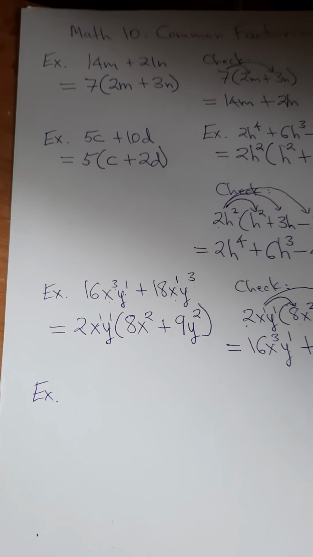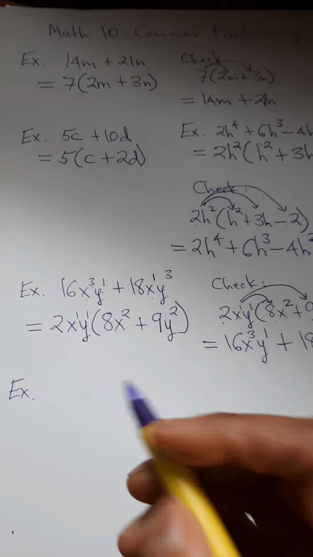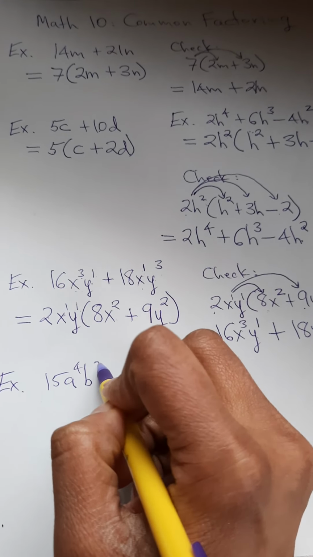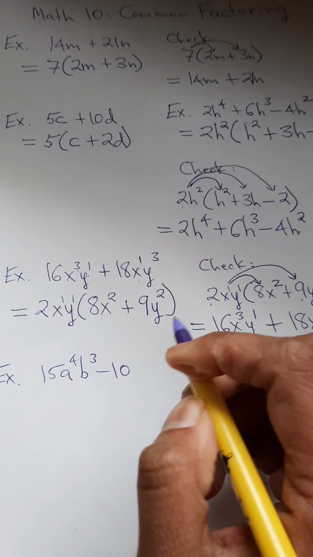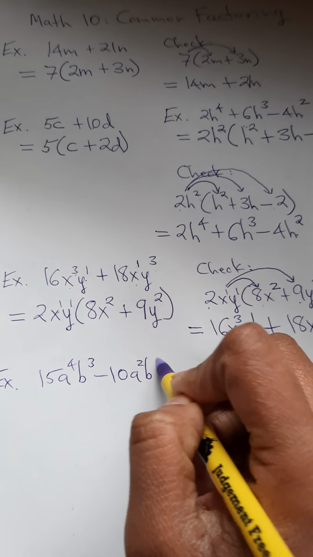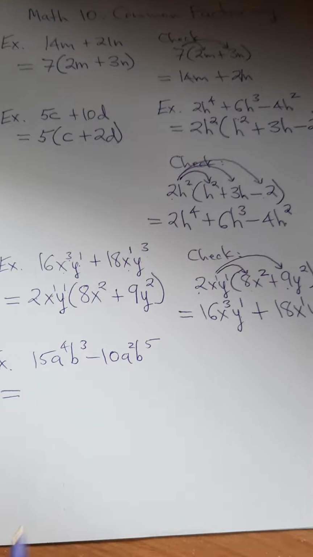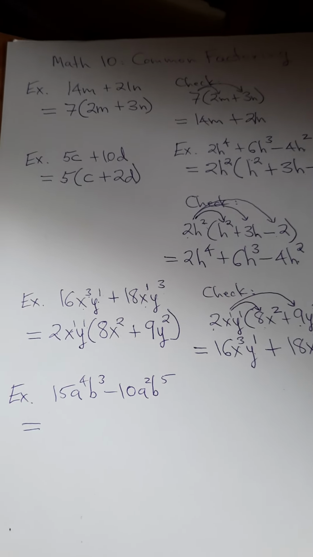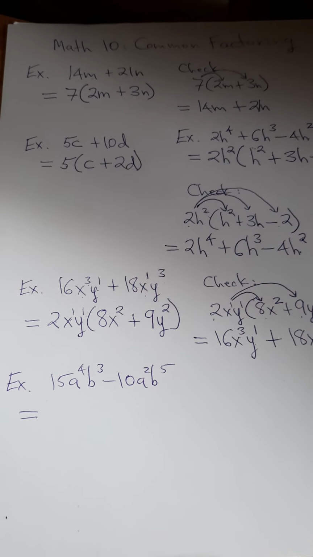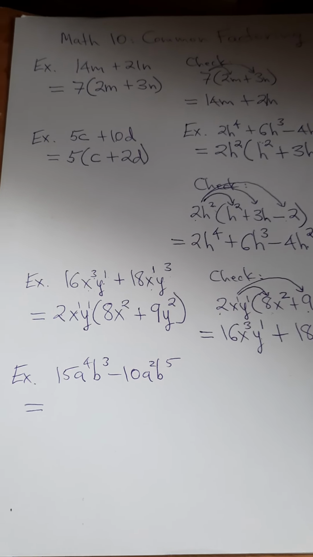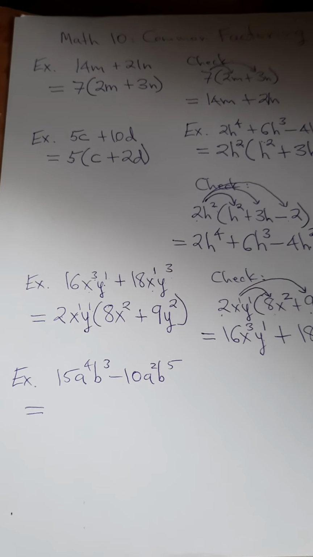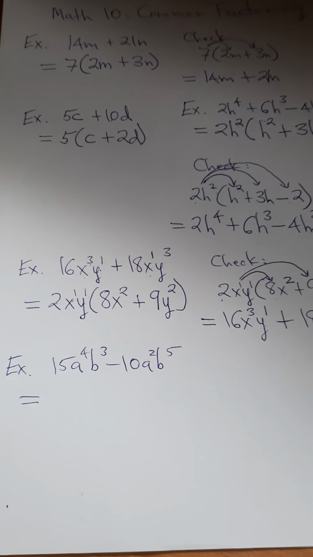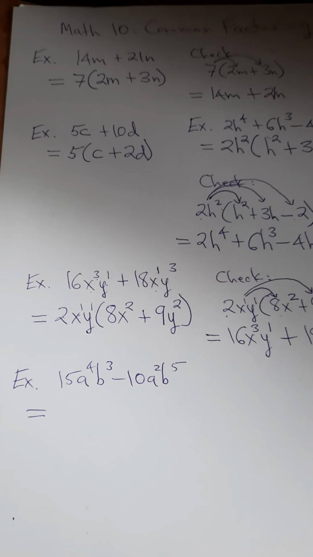Okay, let's try one. We're taking out a common factor again. Let's try 15a^4b^3 minus 10a^2b^5. The questions we are doing here are from the Principles of Mathematics homework book, and I do highly recommend you get this. The homework book has so many different questions that you could try for practice, if you did the questions from the textbook. Okay, so let's take a look at this example.